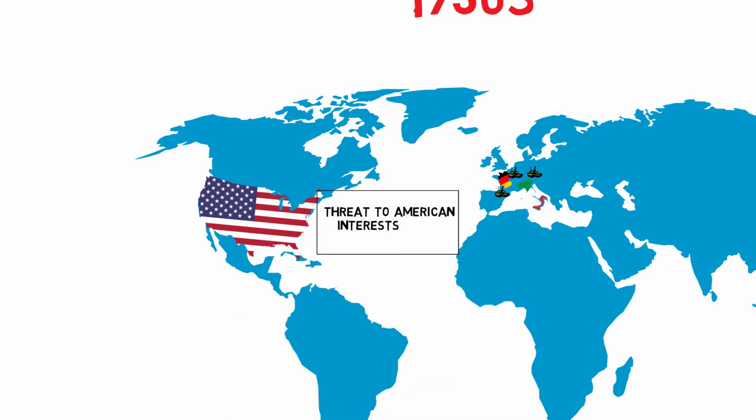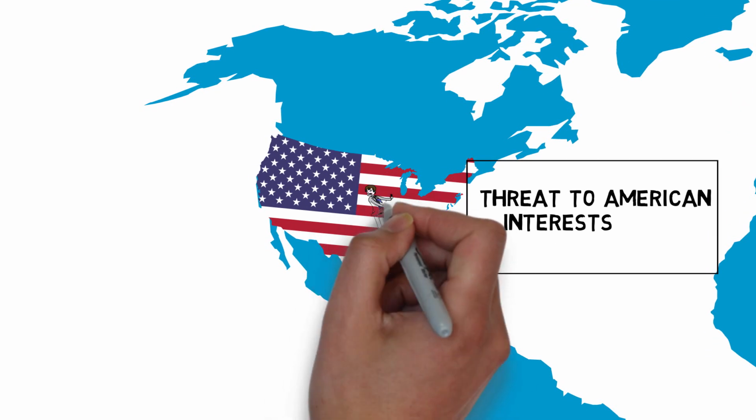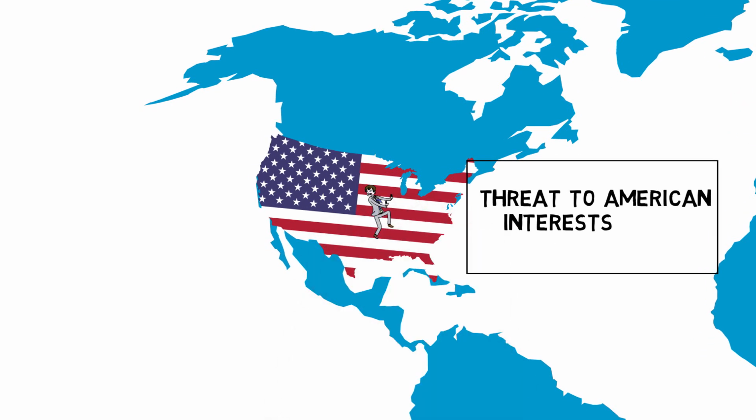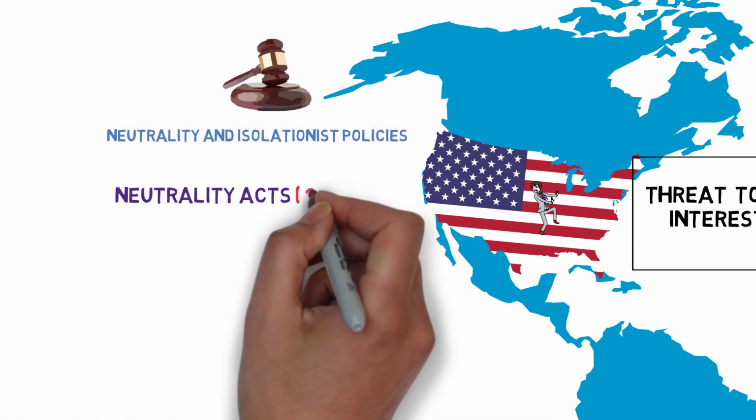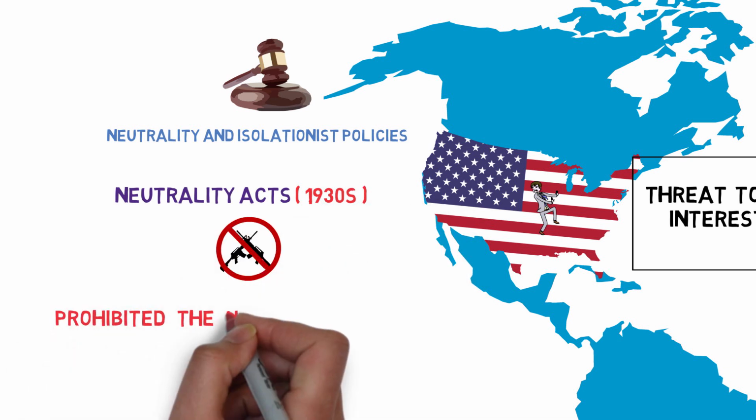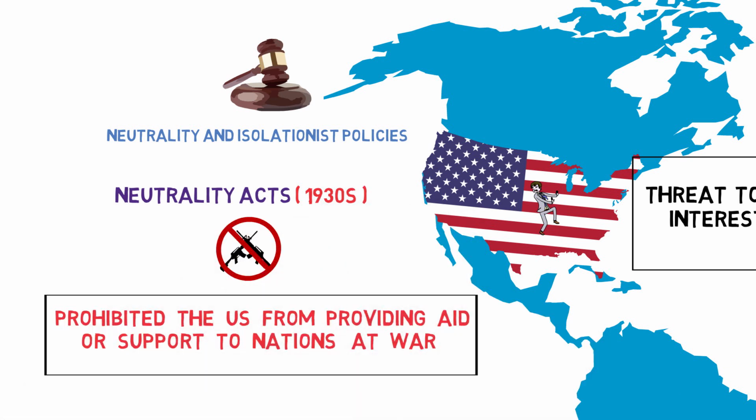Despite these concerns, many Americans were hesitant to become involved in another international conflict. The country's neutrality and isolationist policies were reinforced by legislation such as the Neutrality Acts of the 1930s, which prohibited the United States from providing aid or support to nations at war.